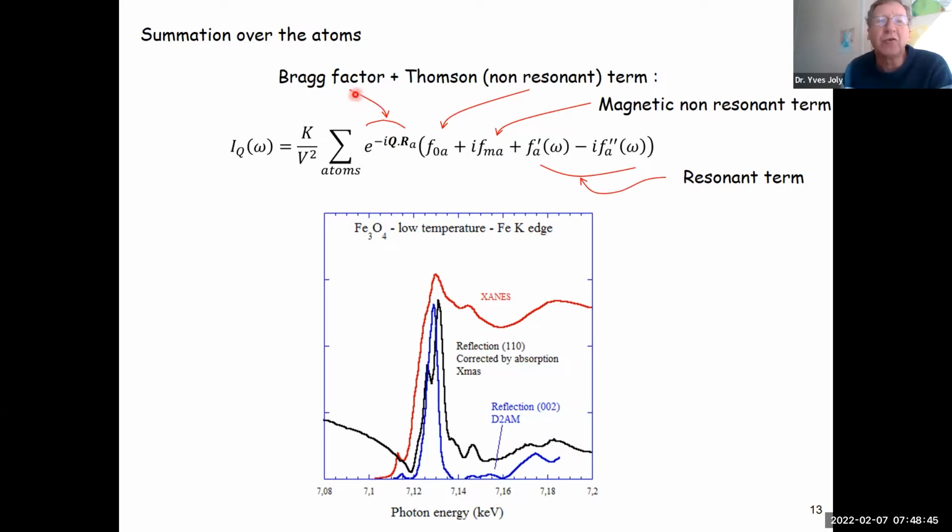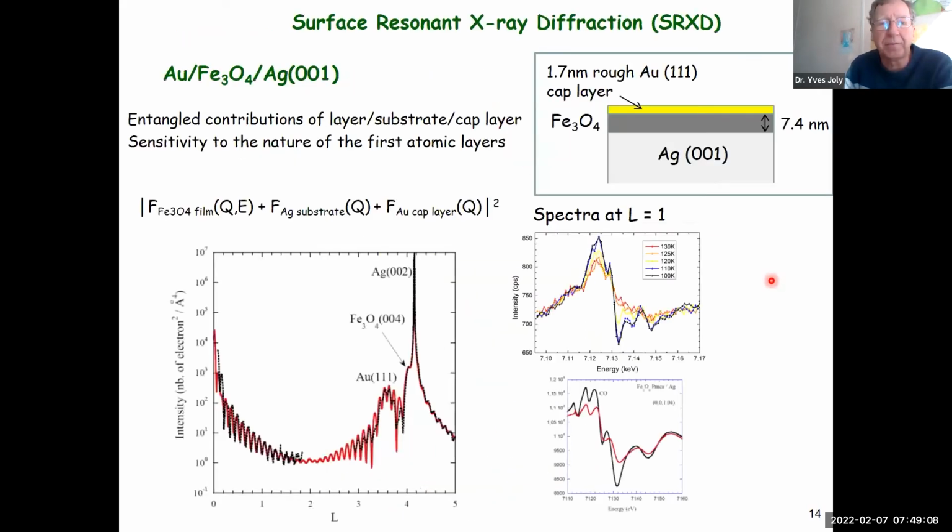And you have to consider also the Bragg factor, which means that for some peaks you are at a forbidden reflection, so the intensity is 0 far from the edge, before the edge, and 0 far above the edge. And so you can have intensity just at the edge, so you can study a lot of physics with that.